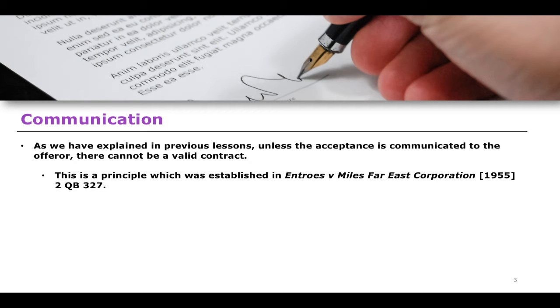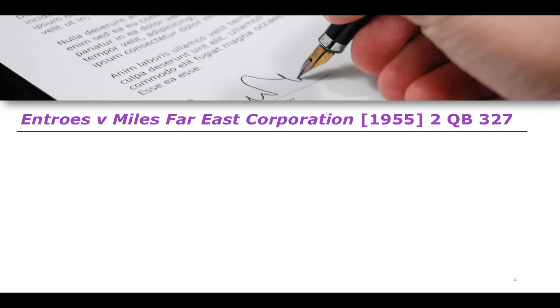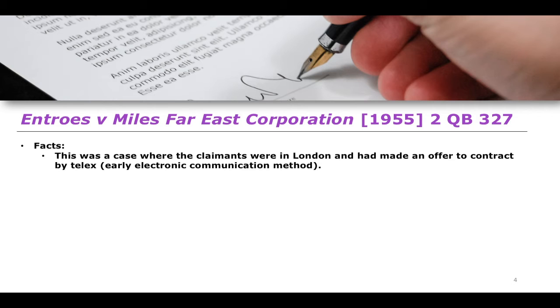Now, the principle that acceptance has to be communicated was established in the 1955 case of Entores versus the Miles Far East Corporation. Now, in this case, we have the claimants who were in London, and they had made an offer to contract by telex. This is a very early electronic communication method.